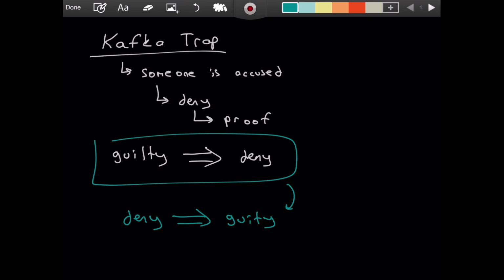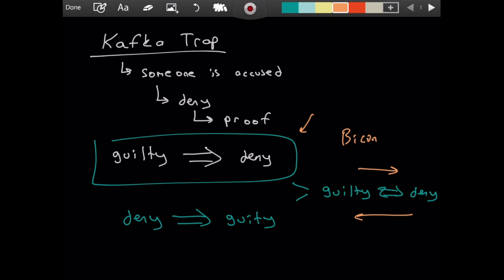So why am I telling this? Well, the Kafka trap, the fallacy here, works from the assumption that the case is not like this, but rather like this. We have guilty, and that goes to deny in both directions. So if you're guilty, then you deny it. If you deny it, then you're guilty. This is called a biconditional.